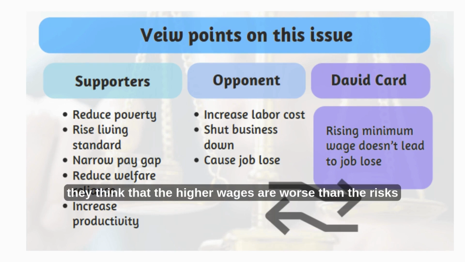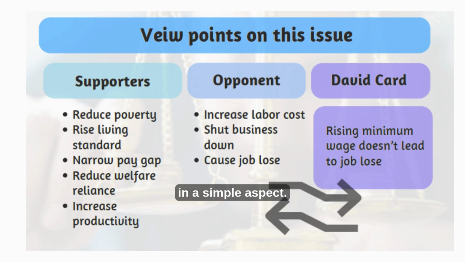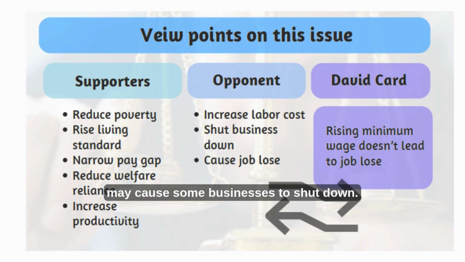For the supporters, they think that the higher wage is worth the risk of losing a job. They believe that raising the minimum wage benefits people in several aspects. They think that it can reduce poverty, raise the living standard, narrow the pay gap, reduce welfare imbalance, increase productivity, and so on. For the opponents on the other side, they think it will increase the labor cost. And this will put a lot of pressure on some small businesses and may cause some businesses to shut down. And most importantly, it causes job loss.